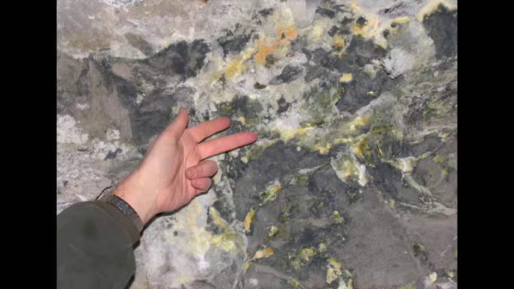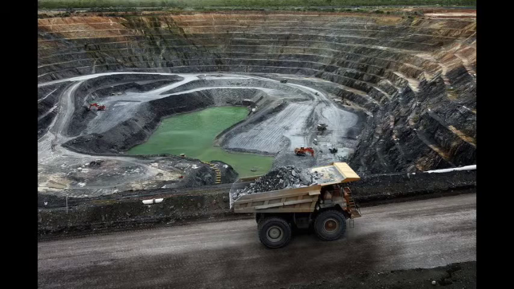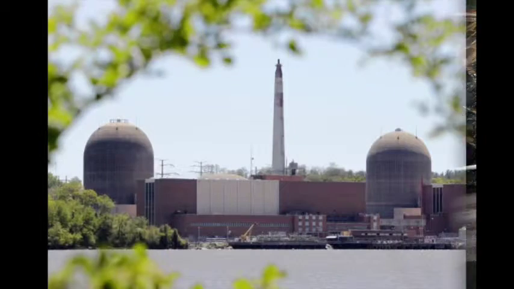There are two methods of extracting uranium. First is conventional open pit or underground mining. Second is chemical processing, in situ leaching, depending on the depth in the ground and the seam of the rock containing uranium. The deposit is either mined using surface or subsurface mining.